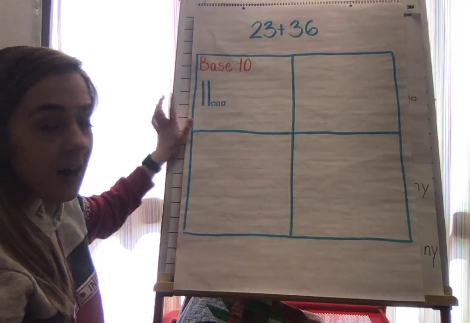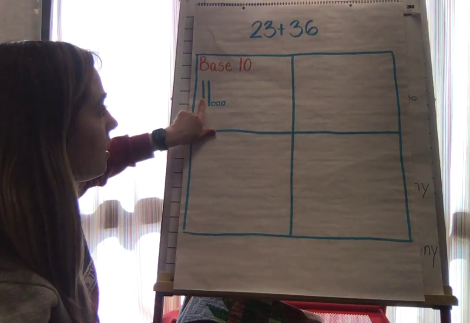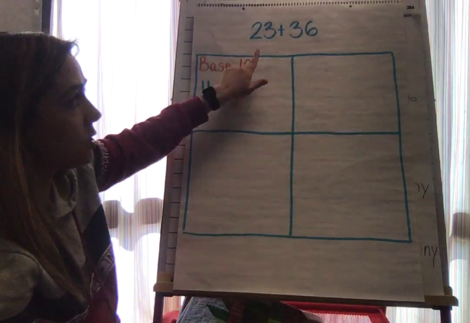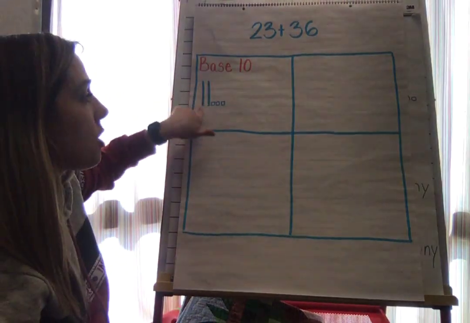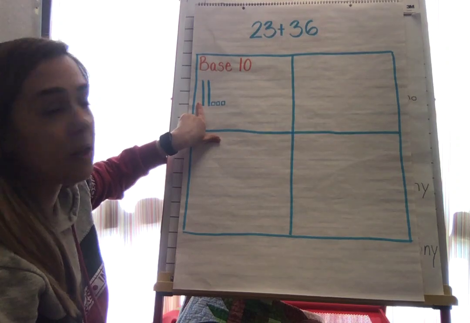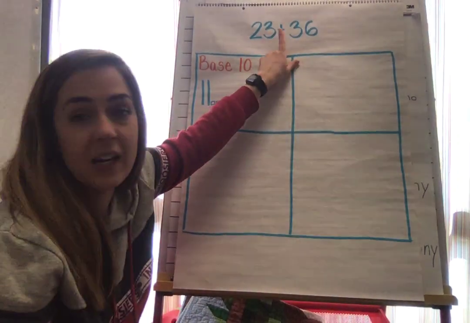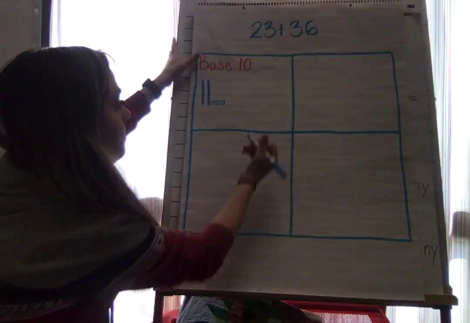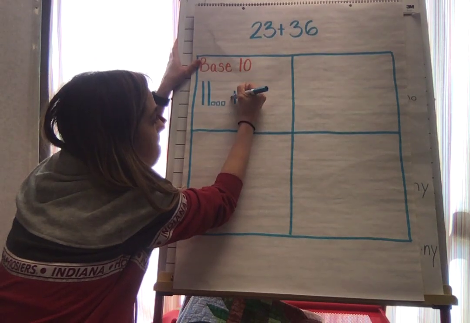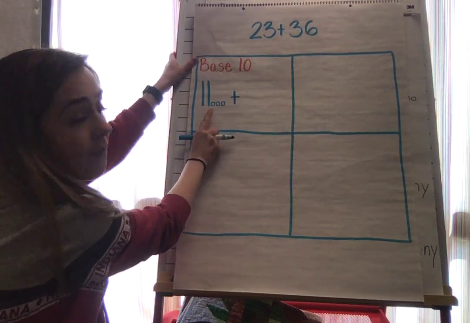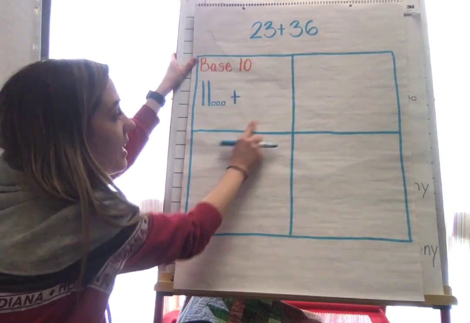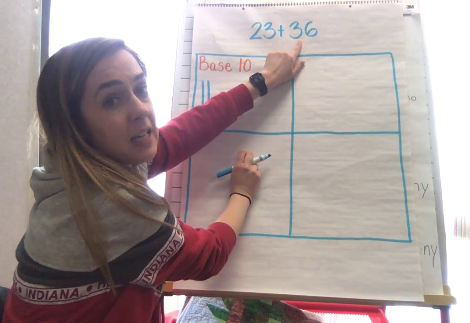All right, so now I have my 23 drawn. 23 here. I've shown that number 23 using base 10 blocks. All right, now I'm going to bring down that addition sign so that I know what I have on one side of my equation. And now I'm going to build what I have on my other side of the equation.